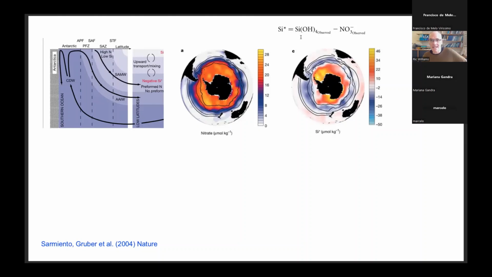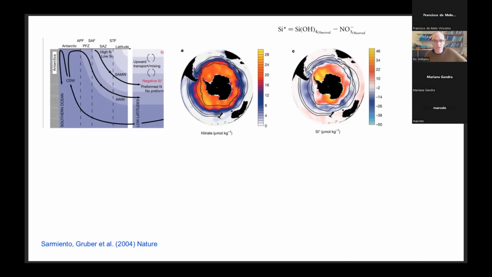So they invoked a silica star tracer defined by the mismatch between the silica and the nitrate, Si star. And this distribution we can see on the poleward side of the circumpolar current, very high values, due to the excess silicate, and then a region of negative values linked to the silicate having lower concentrations, but there still being nitrate.